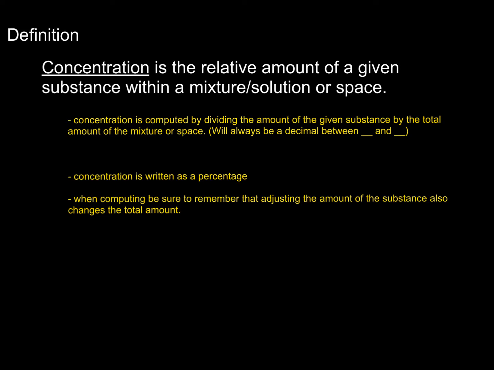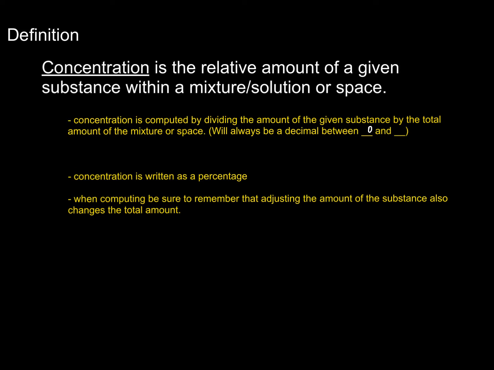So a couple of things to note. Concentration is computed, right? How did I compute concentration? I divided the amount of the given substance, so that was the lemon juice, by the total amount of mixture or space. And this is always going to give me a decimal. And what's the decimal going to be between? Well, I want you to think about this for a second. Remember, I'm always going to have at least 0 of that substance. So the very least I could have would be 0.